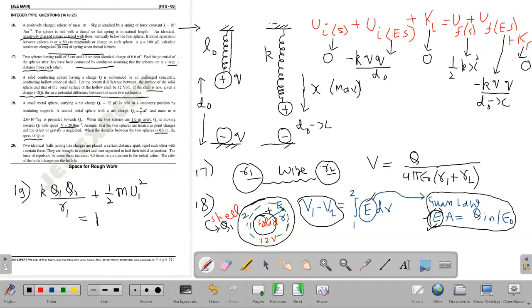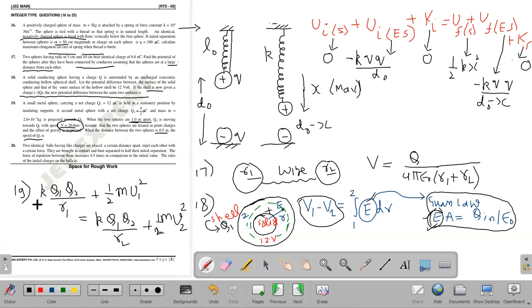And then in the final stage, when the separation becomes 0.5 meter, it is K Q1 Q2 upon the new distance R2. R2 is 0.5 and R1 is the initial distance 1. V1 is this 20 meter per second. This is V1. And then the second is speed V2, which is at a distance of 0.5 meter, is required in this question. Just solve the problem, put the numerical value, you will get your answer.